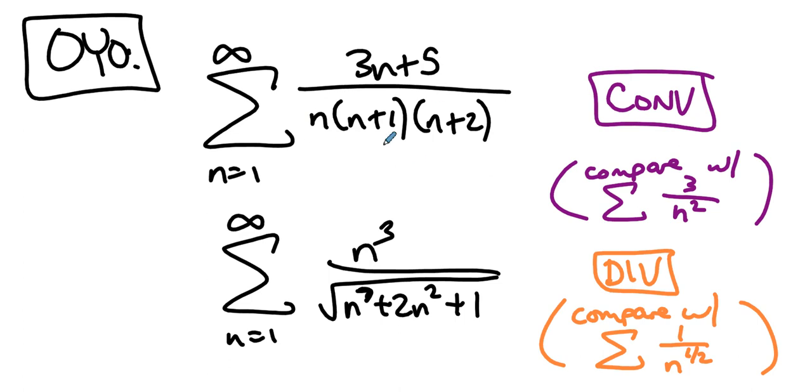The denominator here is n cubed plus lower-order terms. So if we compare 3n to n cubed, that's this. That's a p series. P is greater than 1. And if we compare this, well, these don't matter. This is n to the 7 halves. 7 halves is just barely greater than 3. So we compare with 1 over n to the 1 half, and that's a p series where p is not greater than 1. And so we have that this series converges, but this series diverges. And I hope that these examples are helpful to you as you're learning our calculus.